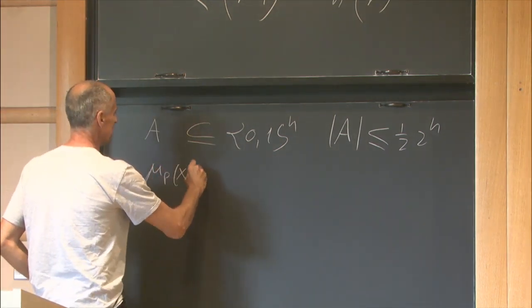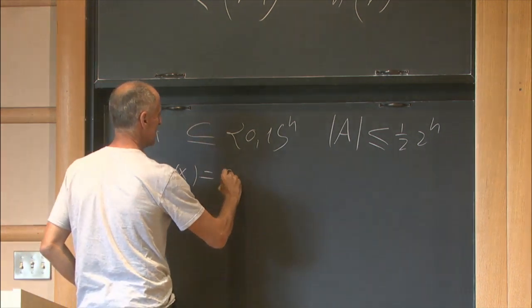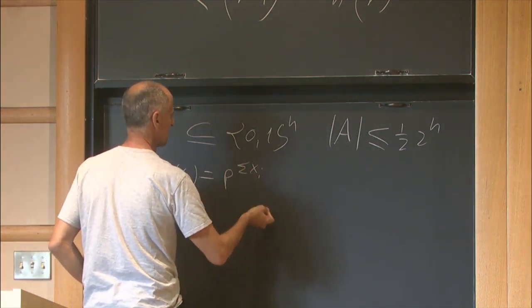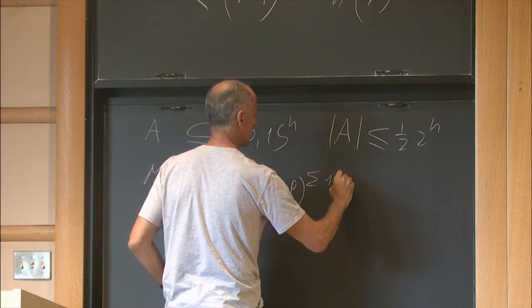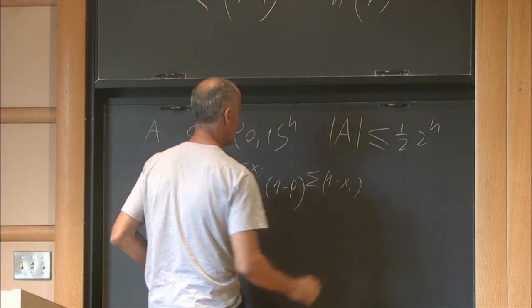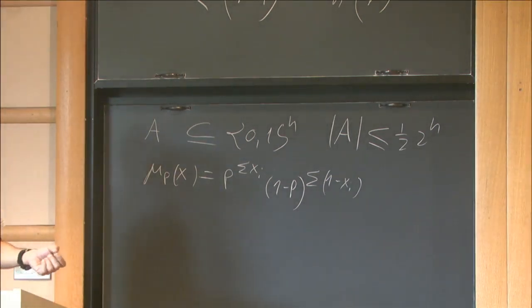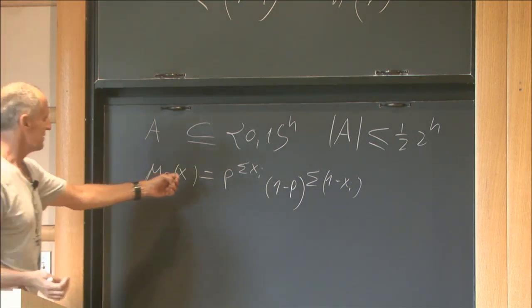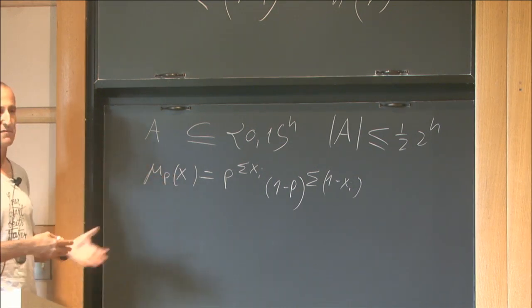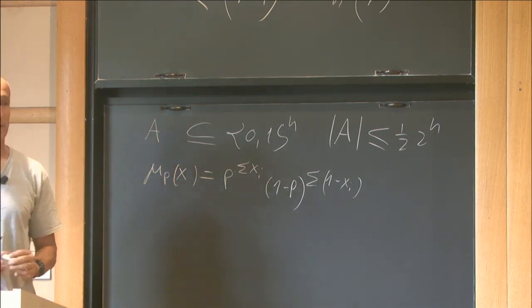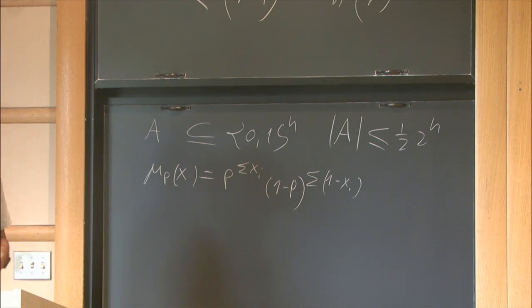The measure of a point is just p to the number of 1s in that point times 1 minus p to the power of the number of zeros in that point. So you flip a coin n times, and it's a biased coin. It comes up heads with probability p. And you ask, what's the probability of getting a specific vector? That's the measure of that set or that vector. And the measure of a family is just the probability that your string of coin tosses falls in the family.